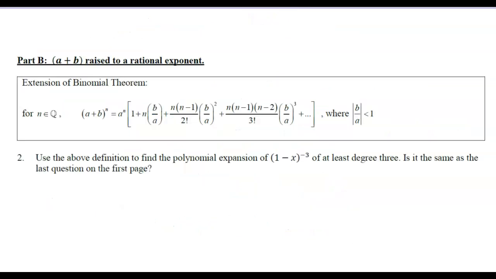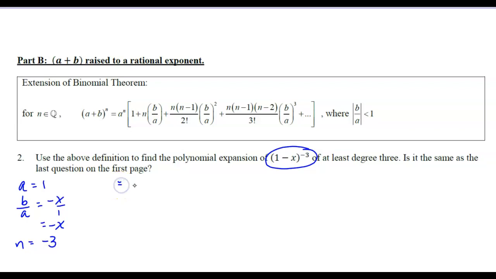Okay, so that formula is in your data booklet, and it says use that definition to find the polynomial expansion of the exact same question we just did. Okay, at least degree 3. Is it the same? So what I do is I look, okay, well here we've got 1 plus x raised to the negative 3. So we need a is 1. We need b over a, so that's negative x over 1, which is negative x. And we need n, which is negative 3.